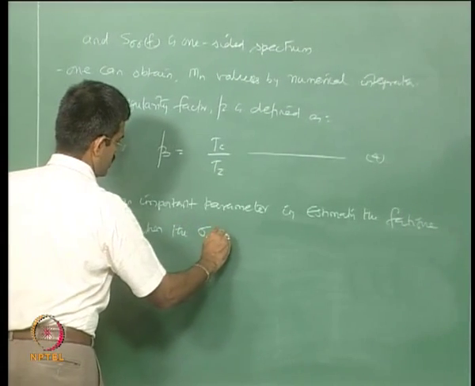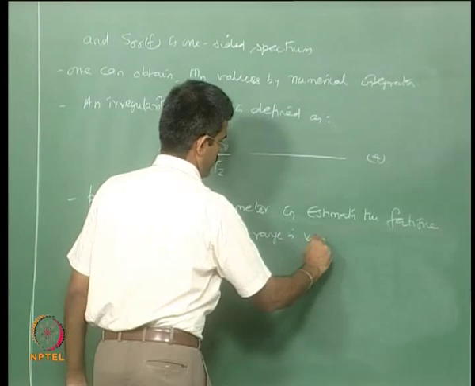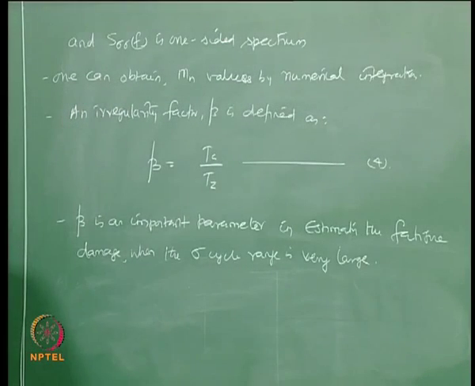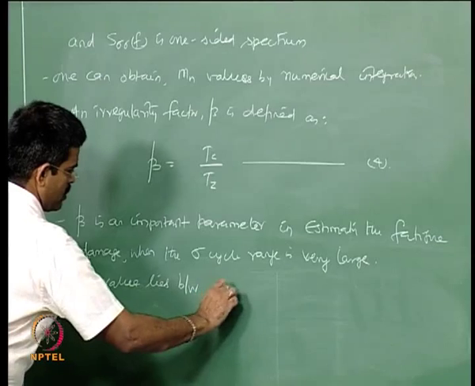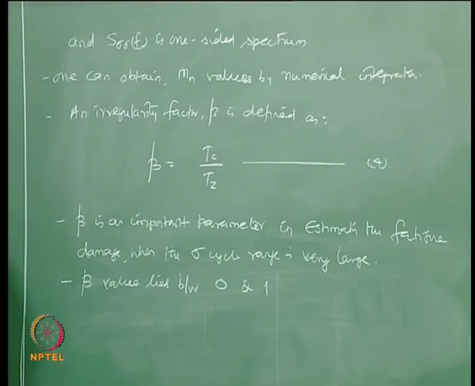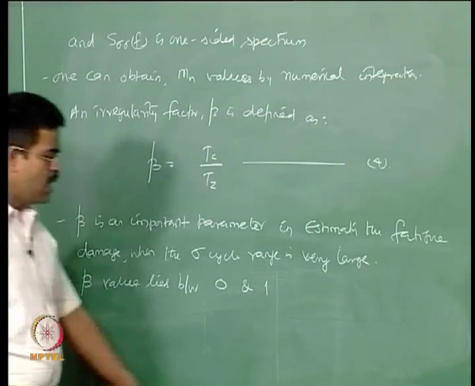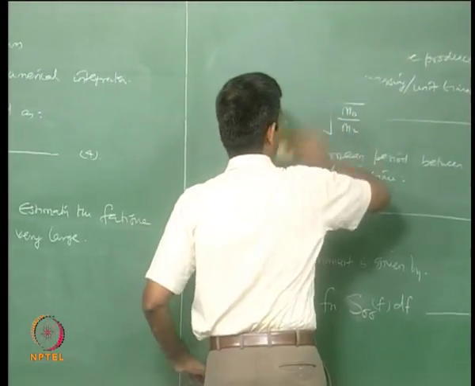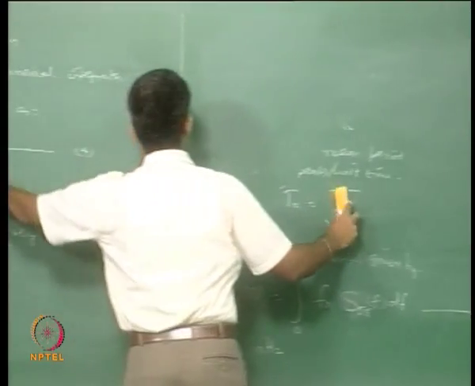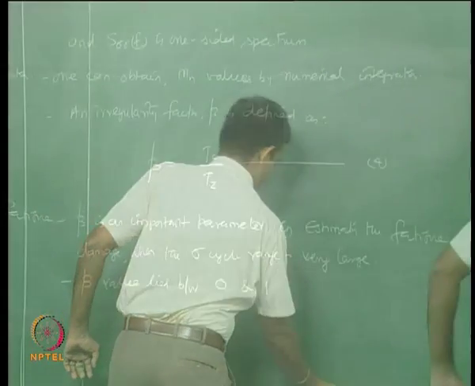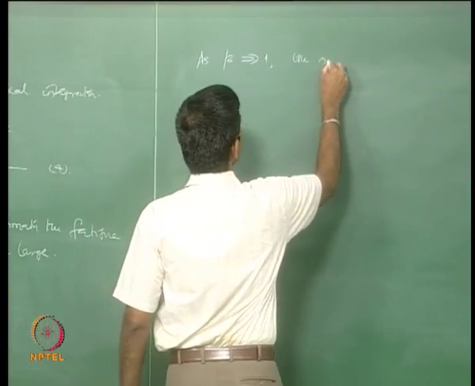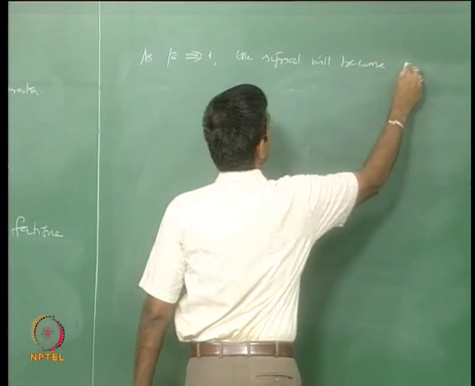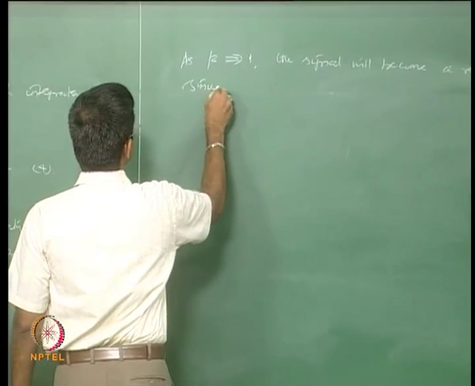When the stress cycle range is very large. The values of beta lie between zero and 1. Let us see what 0 means and what 1 means. As beta approaches 1, the irregularity factor approaches 1, what will happen? Tz will become Tc. As beta approaches 1 unity, the signal will become a regular sinusoidal signal.